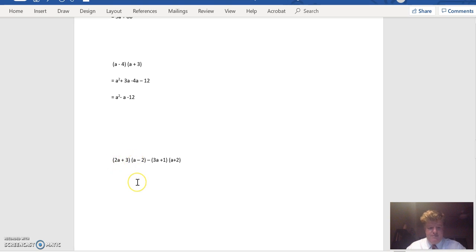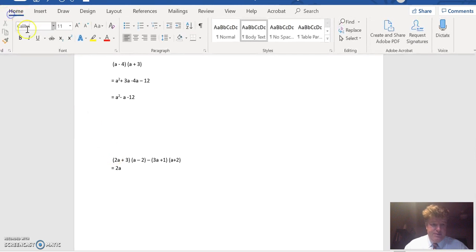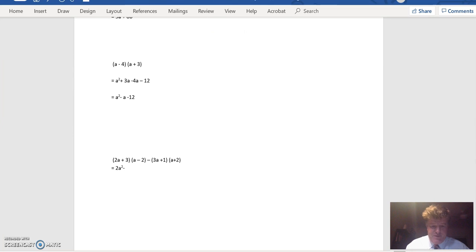So 2a times a is going to be 2a squared. Plus 2a times minus 2. So 2a times 2 is 4a. There's a positive and a negative, so it's going to be minus 4a. Plus 3 times a, plus 3a. And 3 times negative 2, or 3 times 2 is 6, but there's a positive and a negative, so it's going to be minus 6. So that's multiplied out this side of the brackets.